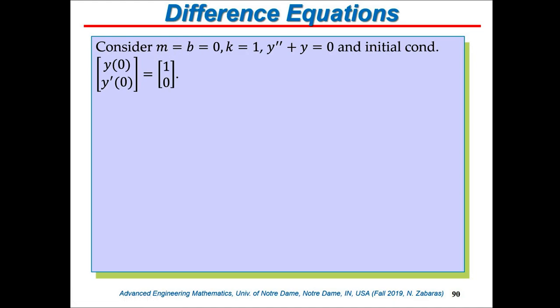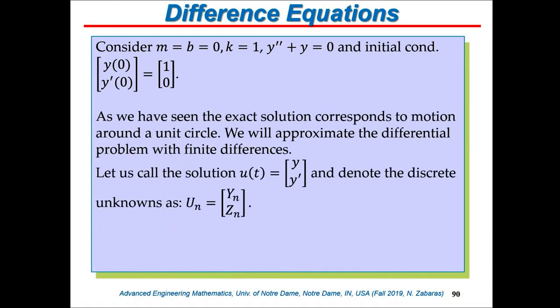The damping coefficient is equal to 0. And k, the spring constant, is equal to 1. And the initial conditions for y and y prime are 1 and 0. So what I'm going to do is discretize the system. And let me go directly to the type of discretization I'm going to do. I'm going to introduce some new variables. I'm going to call the displacement y as Yn, capital Yn. So that's the displacement at time n. And I'm going to call the velocity y prime as Zn. So that's my velocity at time tn. So Un is basically the discretized version of this vector u of t that you see here.